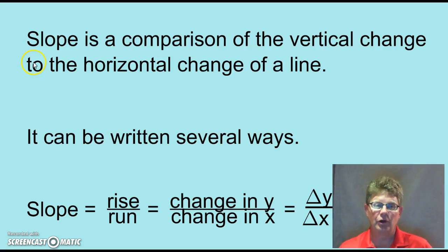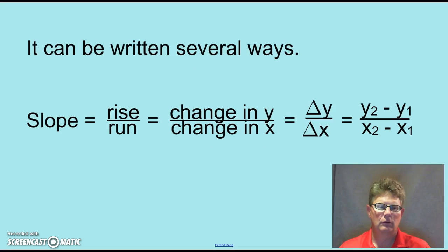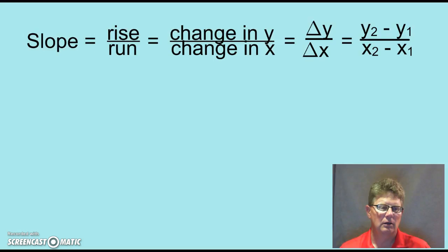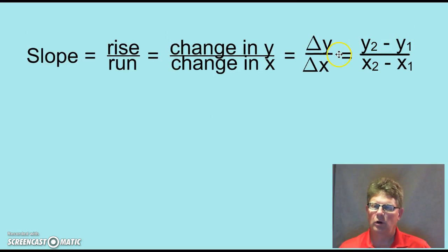Slope is a comparison of the vertical change to the horizontal change of a line. This comparison can be written several ways. Slope equals rise over run, equals the change in y over the change in x, my favorite, delta y over delta x, and as the difference of y coordinates over the difference of x coordinates. Again, that would be y sub 2 minus y sub 1 over x sub 2 minus x sub 1.